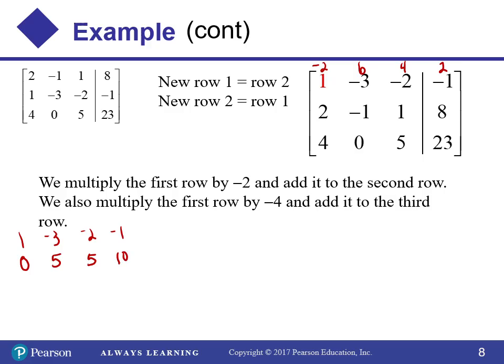Then we also multiply the first row by -4 and add it to the third row. I'm going to change colors here, because now I'm doing that to this row. I take that first row again, because anytime you have a 1, this is a good place to start to try to get zeros. We multiply it by -4, and again I'm writing those above. So if I multiply this by -4, I get a -4. -3 times -4 gives me +12. -2 times -4 gives me +8. -1 times -4 gives me +4.